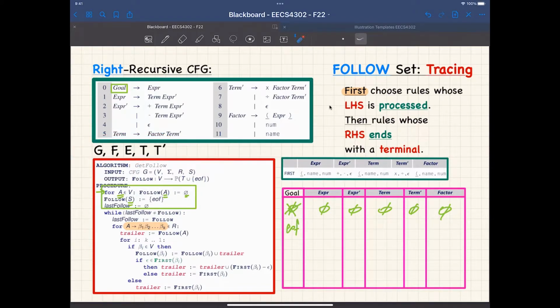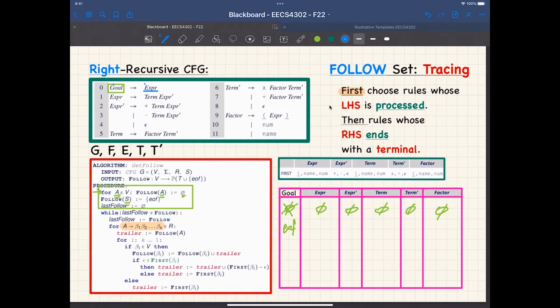Let's say we start with maybe the G, the goal. We already know that the goal has the follow just EOF by default from the initialization. What else can we say? Let me use maybe blue. You can see the only variable we have is expression, the last component in the production rule. So that means the follow of expression will also be the follow of the goal. In some way, it's going to inherit that because that's the last component.